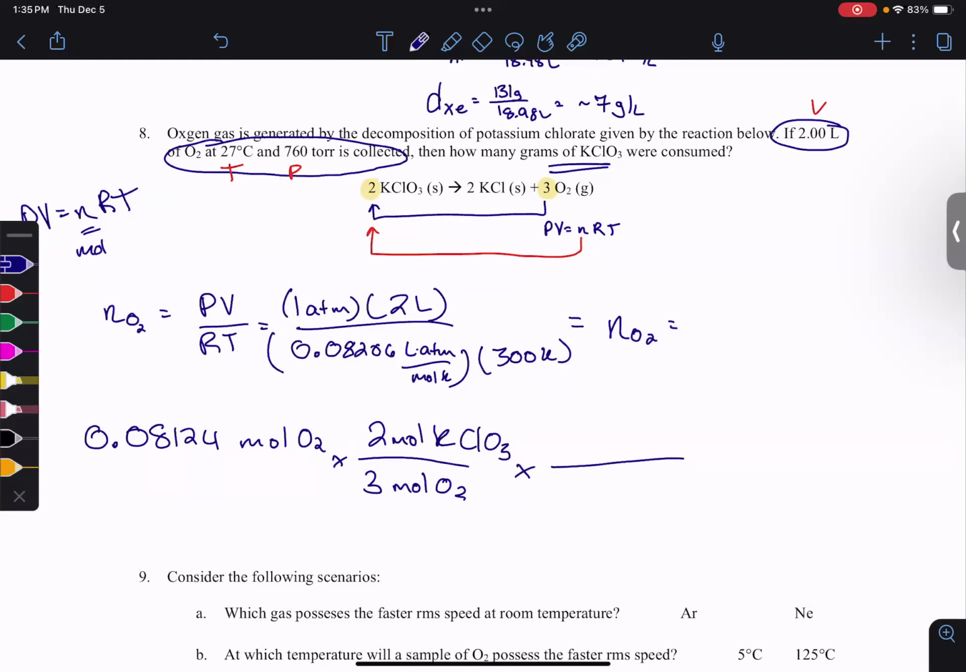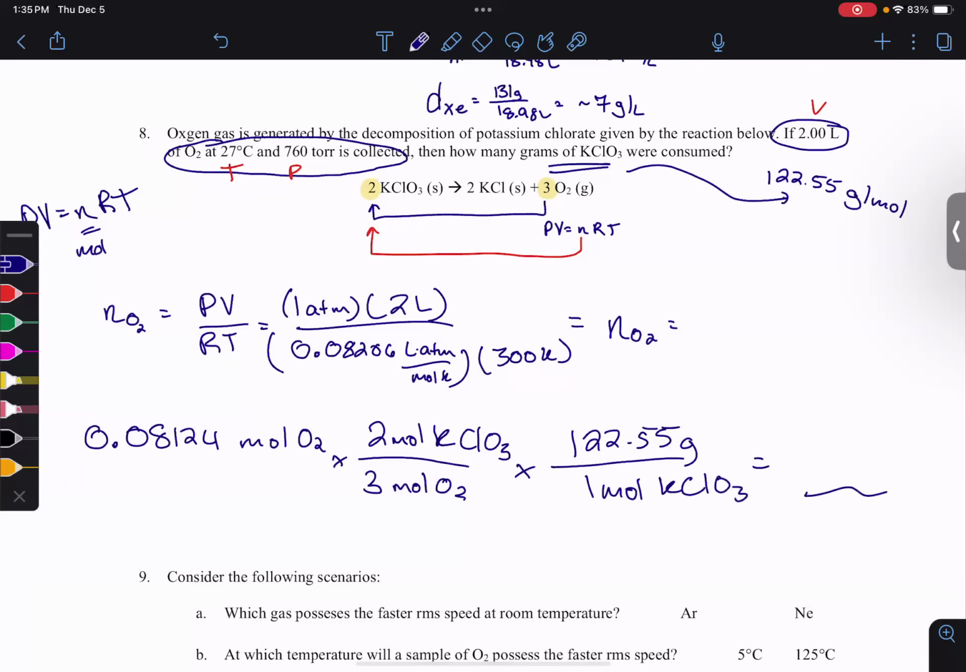Now, how do I get to grams? Molar mass of what? KClO3. I didn't give it to you, but I'll just tell it to you now. It's 122.55 grams per mole. All right, that's the molar mass. So the 122 goes where? On the top or the bottom? Top. 122.55 grams, 1 mole of that reactant, KClO3. And then you get some answer there.